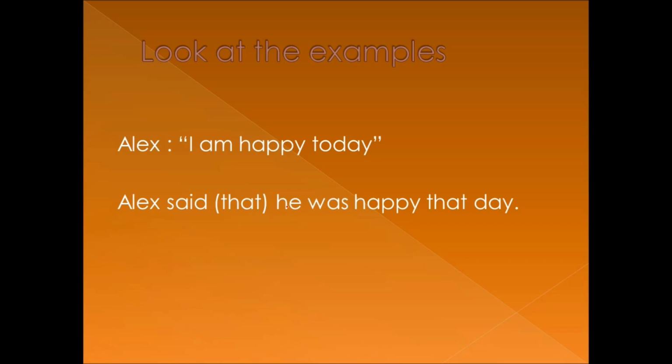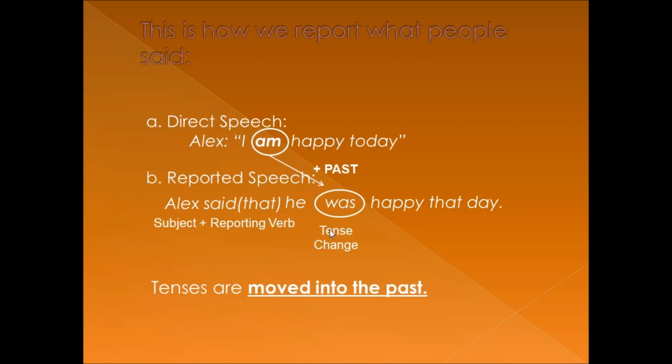So as you can see, the first sentence is in direct speech, and therefore I have put this into quotation marks because I'm saying every exact word of what Alex has said. The second one is in reported speech, and from the structure, even though it seems different, it actually has the same meaning. Alex said that he was happy that day. How did this transformation happen?